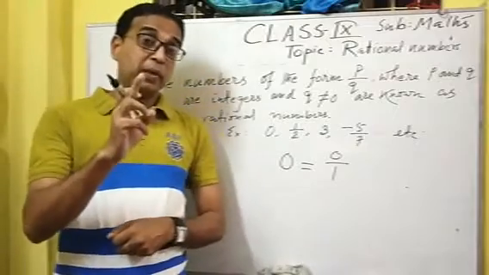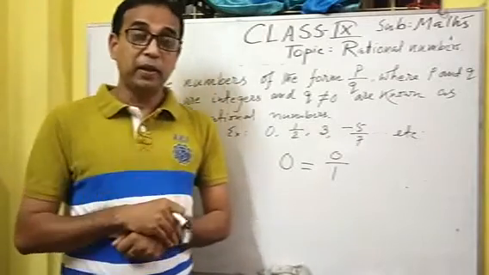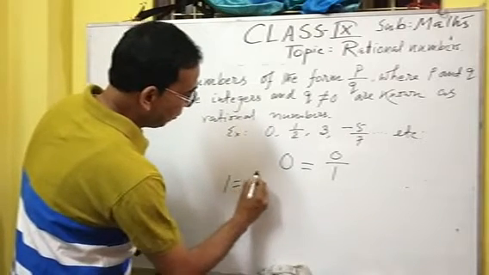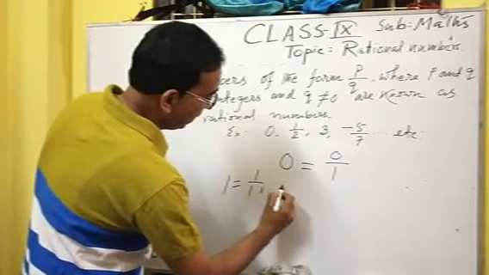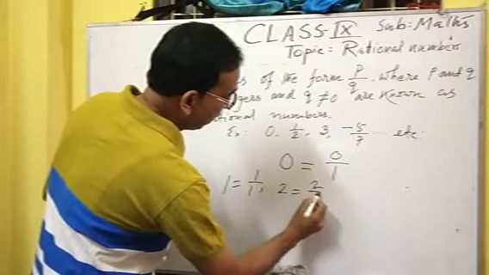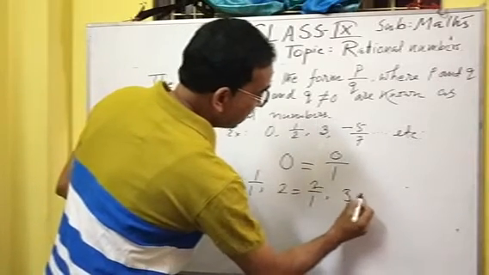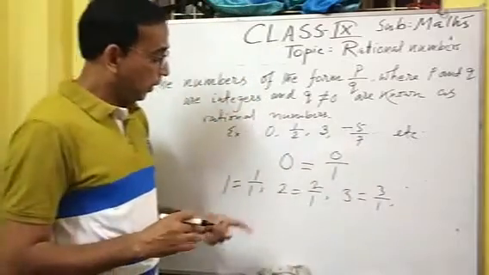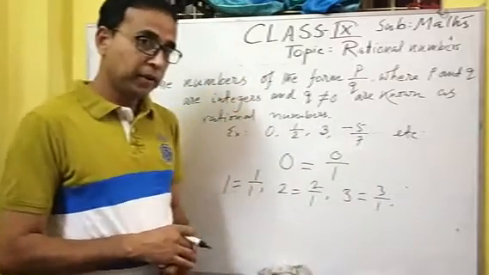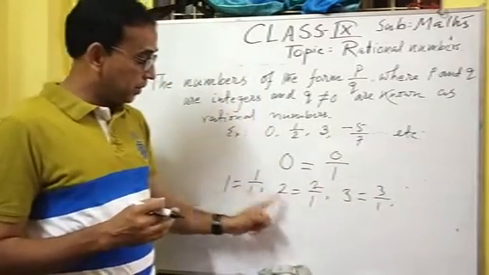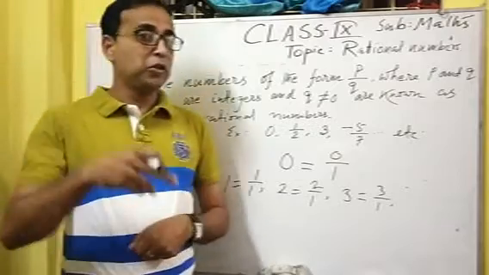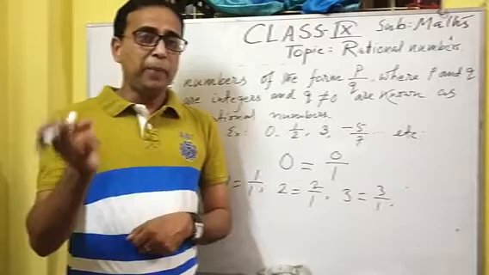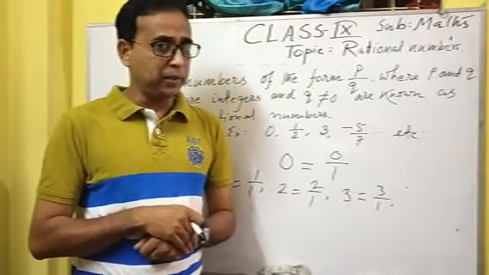Every natural number is a rational number. We can write 1 is equal to 1 by 1, 2 is equal to 2 by 1, 3 is equal to 3 by 1, and so on. In each case, both p and q are integers and q is not equal to 0. So, we can say that every natural number is a rational number.